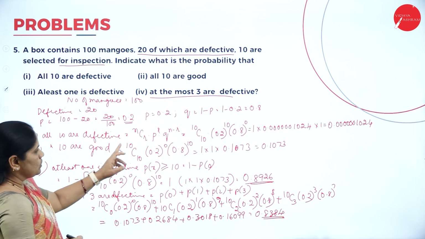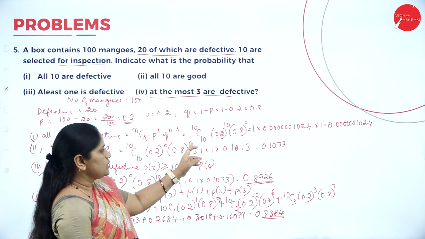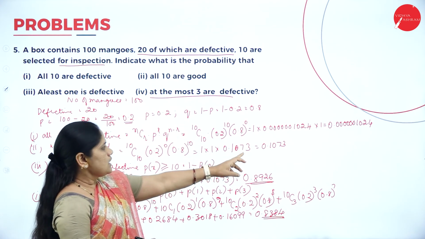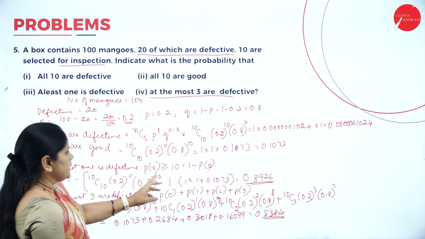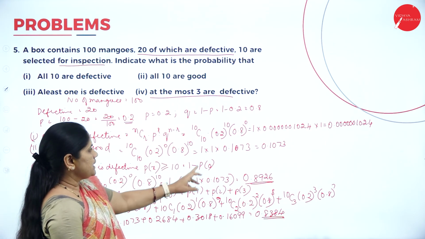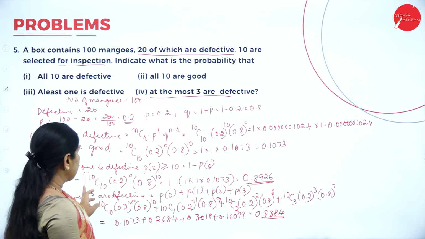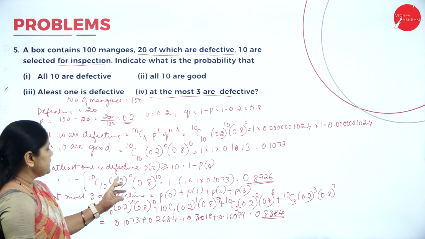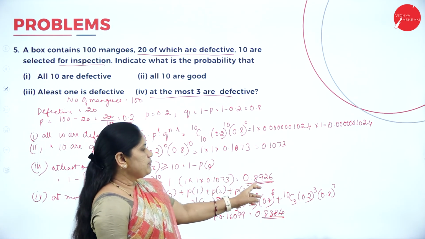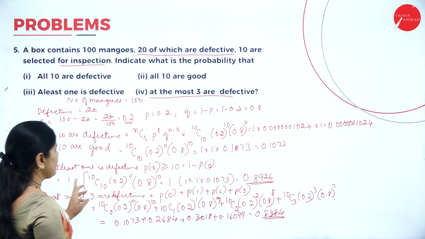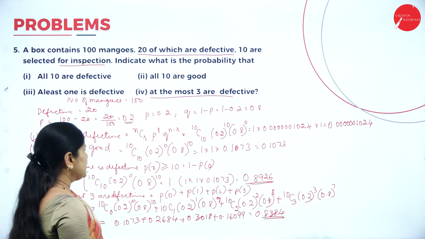0.000024. All 10 are good: 10C0, that will be 0.2 to the power 0, 0.8 to the power 10. So that is 0.1073. Then at least one is defective. So we just subtract this from 1. So 1 minus 0.1073, that will be 0.8926.